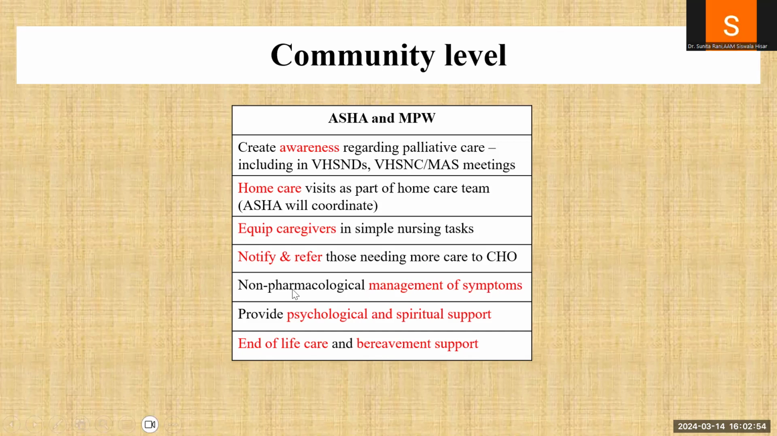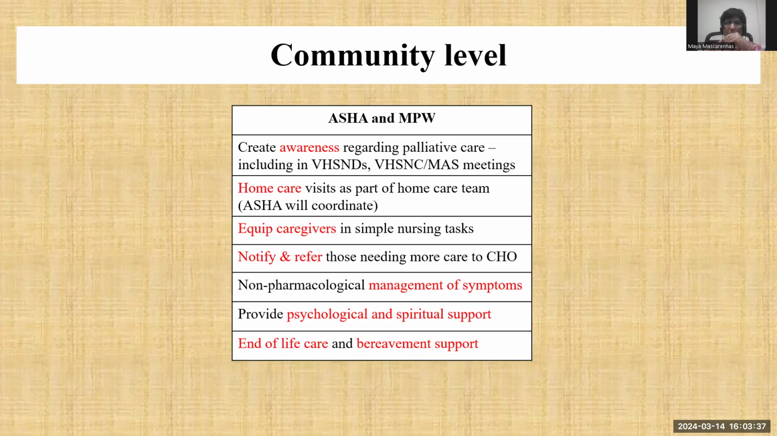Non-pharmacological management of symptoms. So that's very important. Non-pharmacological means not the drugs. What other things will we do, whether it's nutrition, counseling, or physiotherapy? Those have nothing to do with drugs. Then the last two are to provide psychological and spiritual support, and finally end of life. So this is done at the community level.